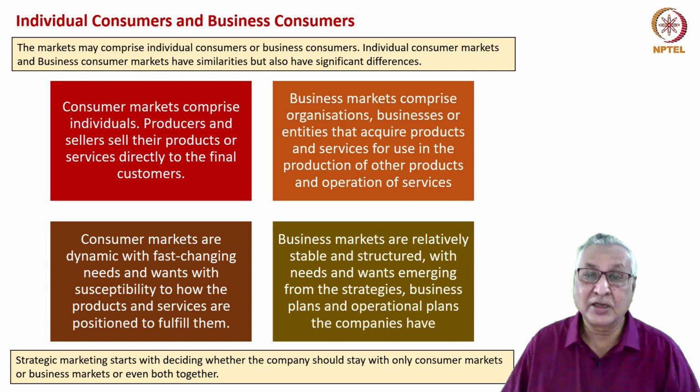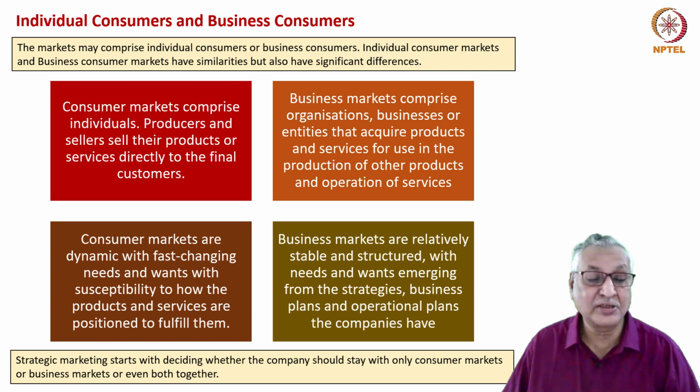We, as a family firm, may buy a computer for home office use, but the home office is going to be used by the other members of the family office. So, at a micro level, as also at a macro level, we have business markets of different types. The business markets are relatively stable and structured. The needs and wants keep emerging from the strategies, business plans, and operational plans that the companies have. Typically, a business market is governed by the budget that is drawn up for the business under various heads. Whereas consumers also would have a family budget, the needs are quite dynamic.